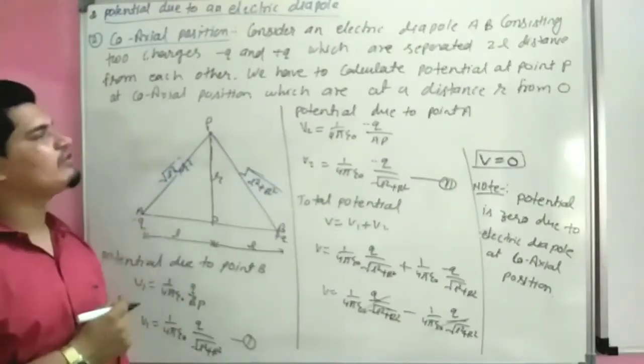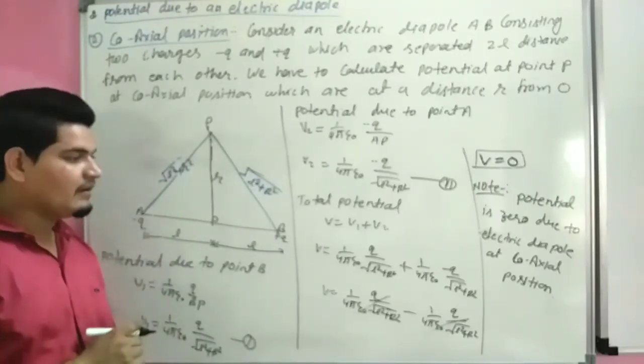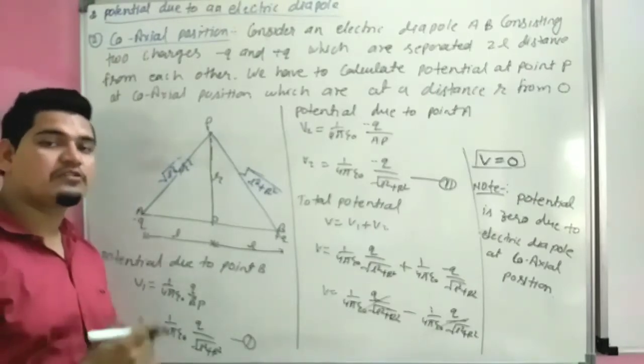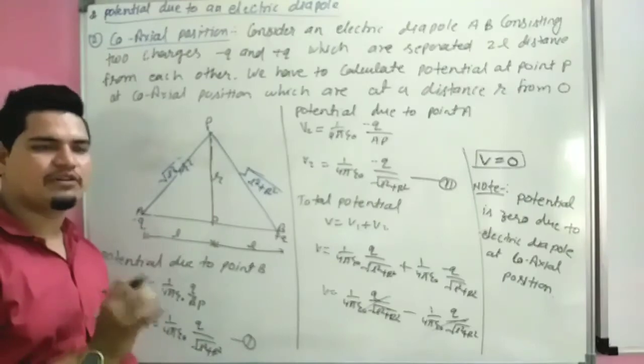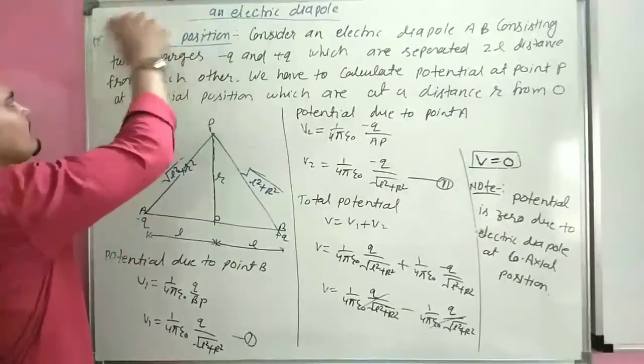So this is the derivation of electric potential due to an electric dipole for coaxial position. Now our next topic is factor affecting potential. It is also very important. So we are going to start factor affecting potential.